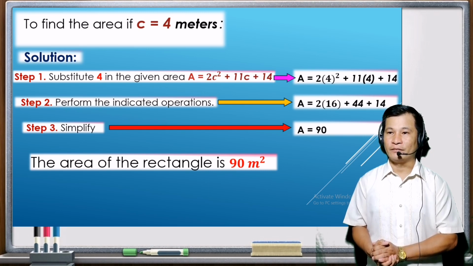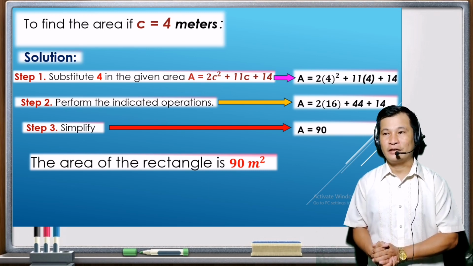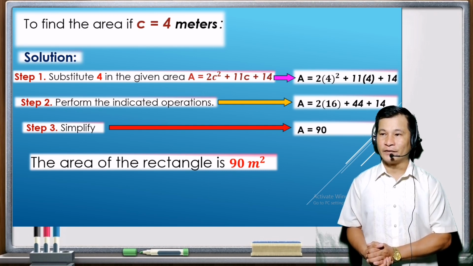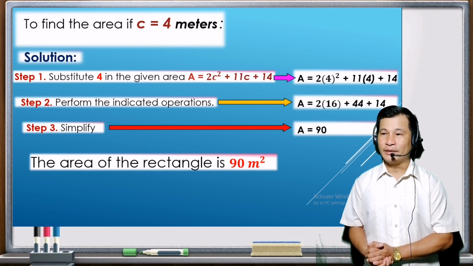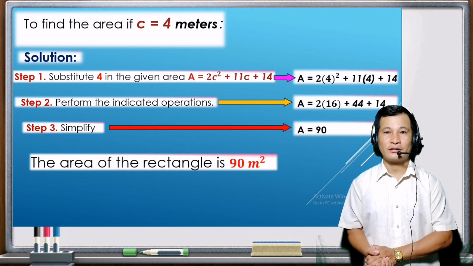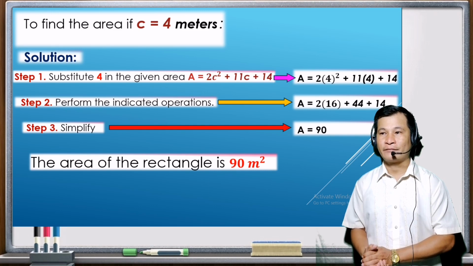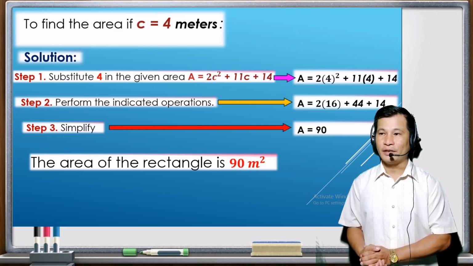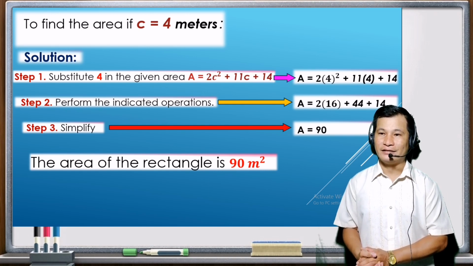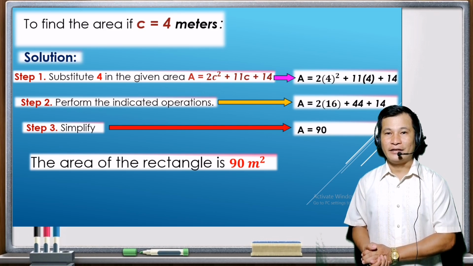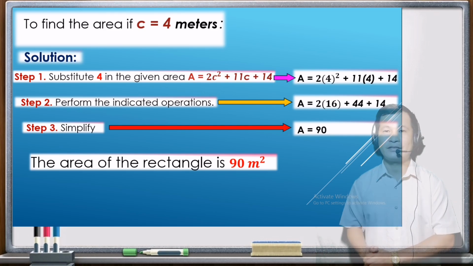Step 2. Perform the indicated operations. So 4 squared is equal to 16. And then 11 times 4 is 44. And then simply bring down 14. Step 3. We are going to simplify. So 2 times 16 is 32, plus 44 plus 14 equals 90. This is the area of the rectangle, 90 square meters.